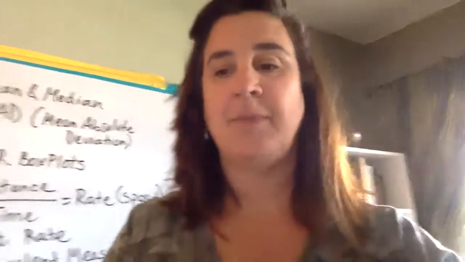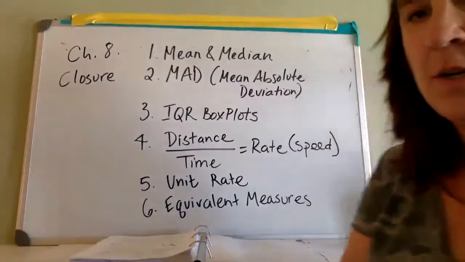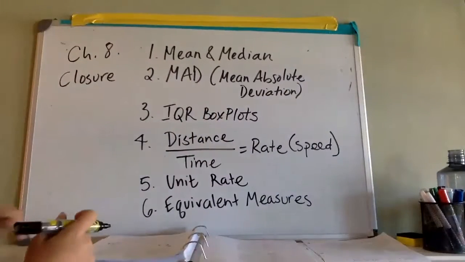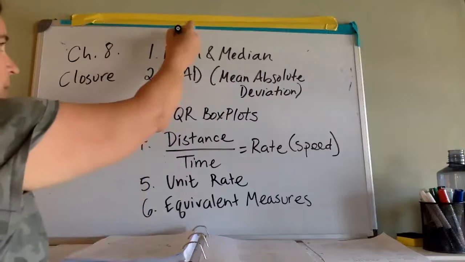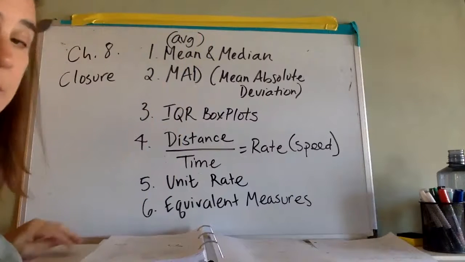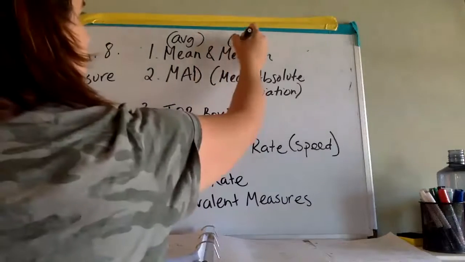Welcome back. I made a list of what we studied in this chapter, just to sort of sum it up. So we talked about mean, which is the average, adding up all the numbers and dividing it by how many numbers in that set. We talked about the median, which is the middle number.